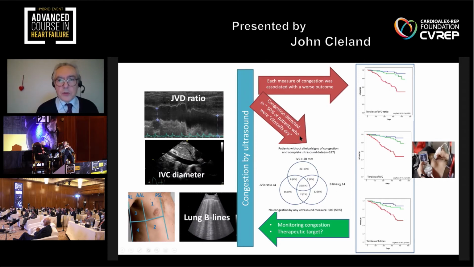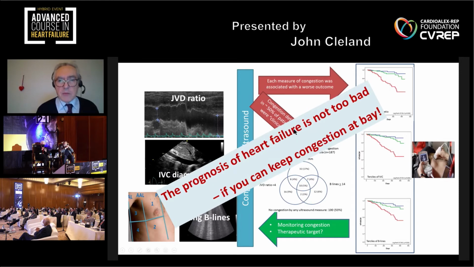So we've got good evidence. This is data from our clinic looking at improving the control of congestion. If you get good control of congestion, you can greatly improve the patient's prognosis. We use a panel which includes natriuretic peptides, but also the JVD ratios. This uses ultrasound of the jugular vein, the inferior vena cava, and also lung B lines. If you can keep the patient congestion-free, you dramatically improve the outcome of the patients.